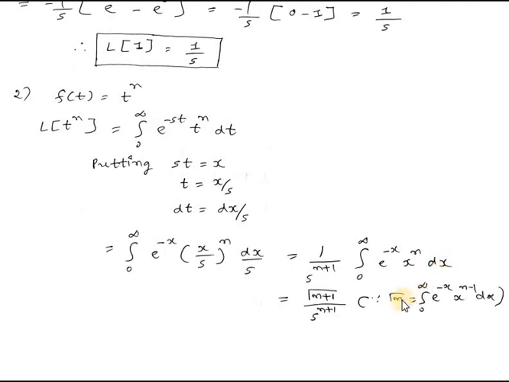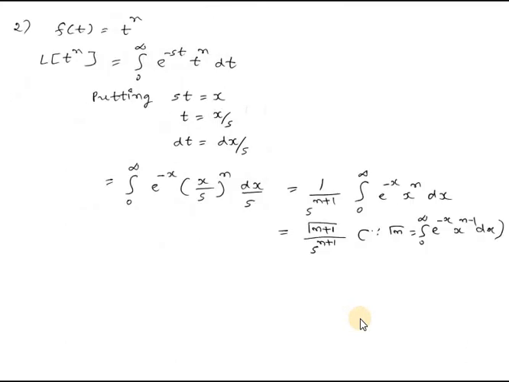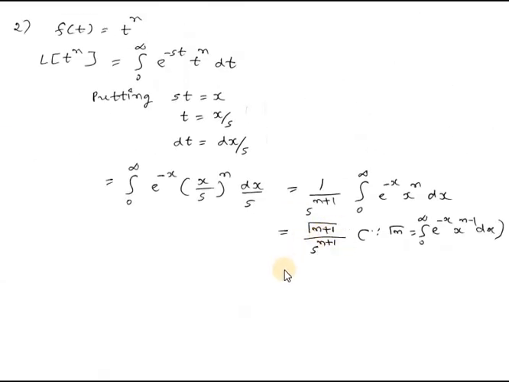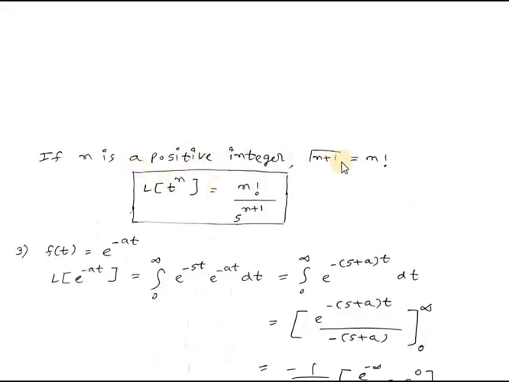Now we have studied the gamma function. So gamma of n is defined as the integration from 0 to infinity of e raised to minus x into x raised to n minus 1 dx. Therefore by the definition of gamma function, this can be written as gamma of n plus 1 divided by s raised to n plus 1. Now if n is a positive integer, then we know that gamma of n plus 1 is equal to n factorial. Therefore Laplace of t raised to n is n factorial divided by s raised to n plus 1, because we can replace gamma n plus 1 by n factorial if n is a positive integer.